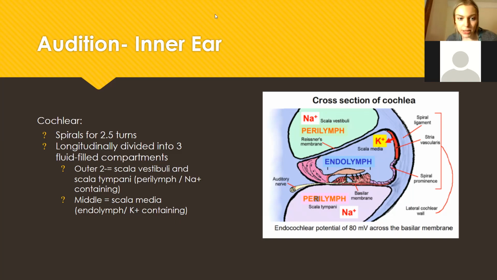So our outer 2 compartments are called the scala vestibuli and the scala tympani, and these contain perilymph, so they're high sodium, low potassium. And our middle compartment is called the scala media, and this contains endolymph, and that's high potassium, low sodium. Best way to remember this is that media is in the middle, and then just remember the other 2 on the outside.